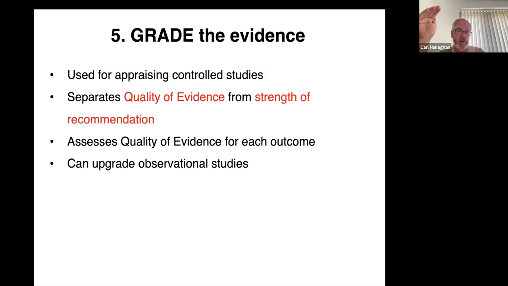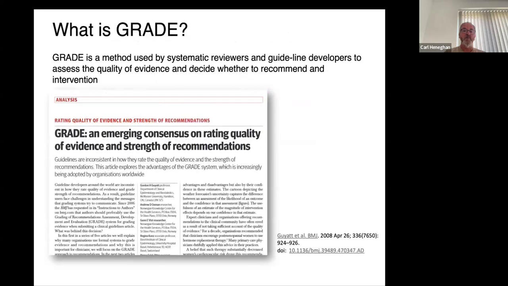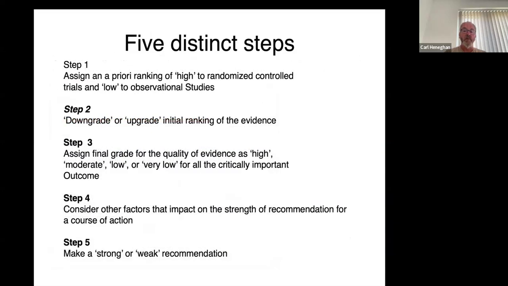And I'm just going to show you what we do at the WHO in setting recommendations. So it's used for appraising controlled studies, and separates quality of evidence from strength of recommendation. You want to make a recommendation about the use of self-monitoring, but you also want to say what strength of evidence it's based on. You assess the quality for each outcome, and you can upgrade observational studies or downgrade randomized trials. There's a paper in the BMJ, which is a useful one. Guyatt et al., published in 2008, is a helpful paper. It's freely available.